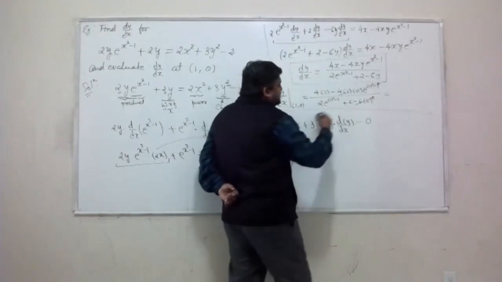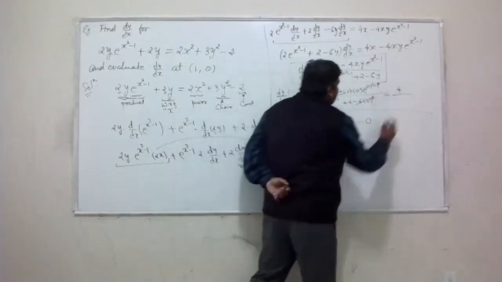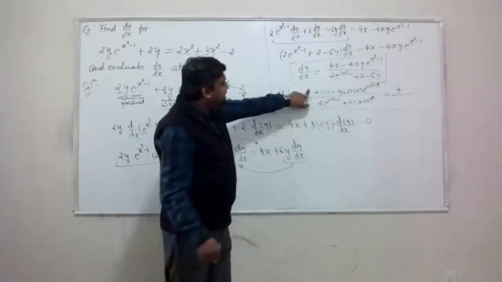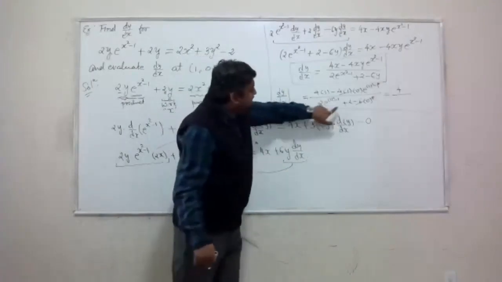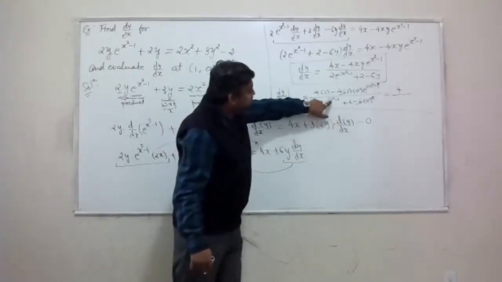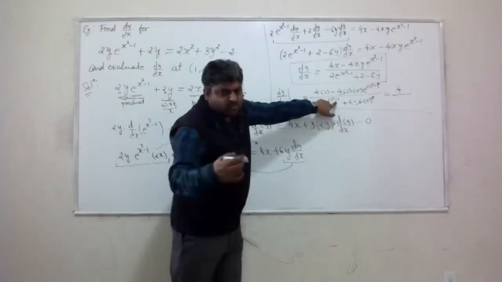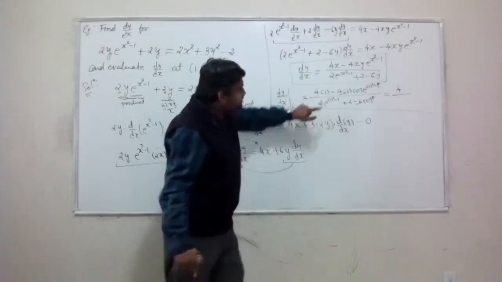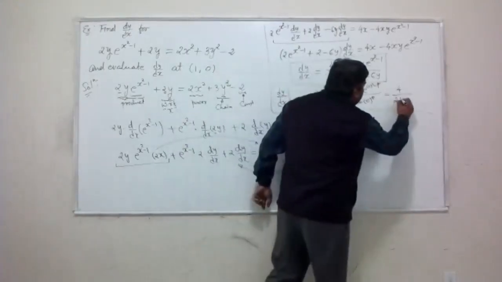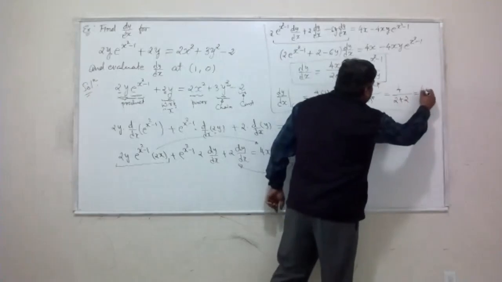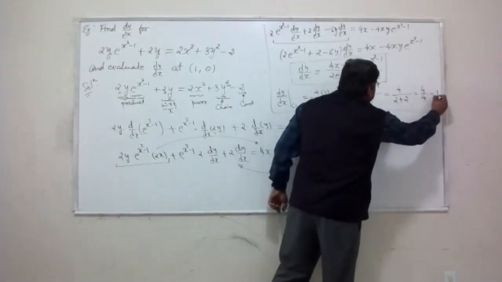E to the 0 is just 1, so I have only one term that survives in the top, and that's 4. In the bottom, I have two terms that survive. E to the 1 minus 1 is e to the 0. E to the 0 is just 1, right? So in the bottom, I have two entries that survive, two copies of 2.